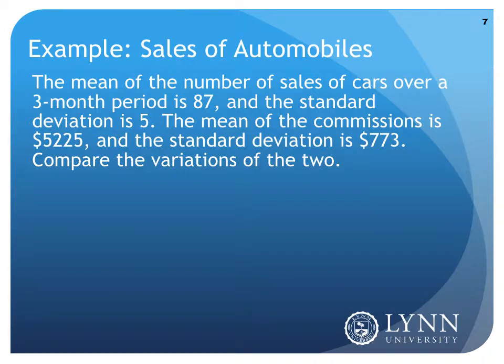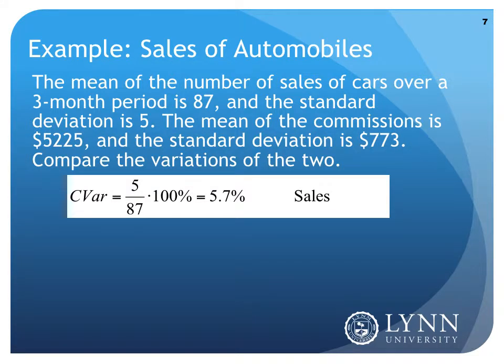The mean of the number of sales of cars over a 3-month period is 87, and the standard deviation is 5. The mean of the commissions is $5,225, and the standard deviation is $773. And the question is, compare the variations of the two.